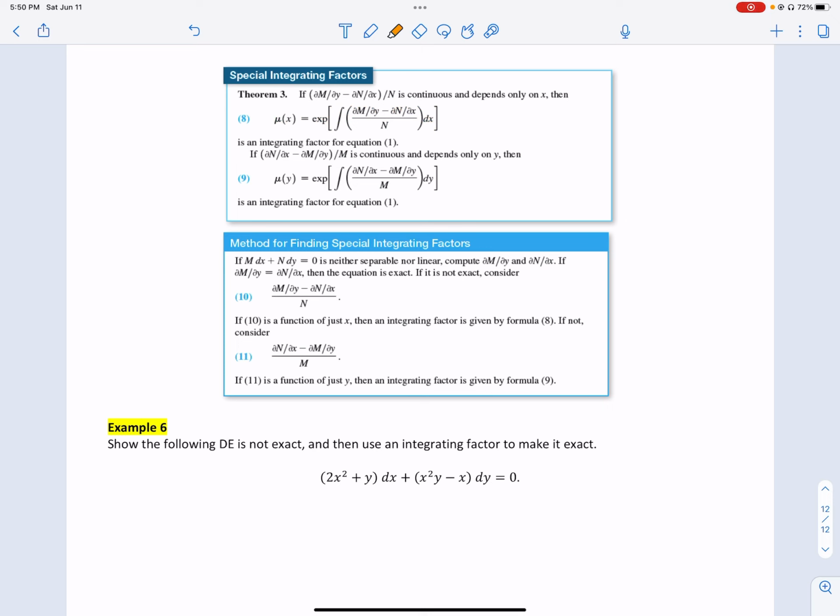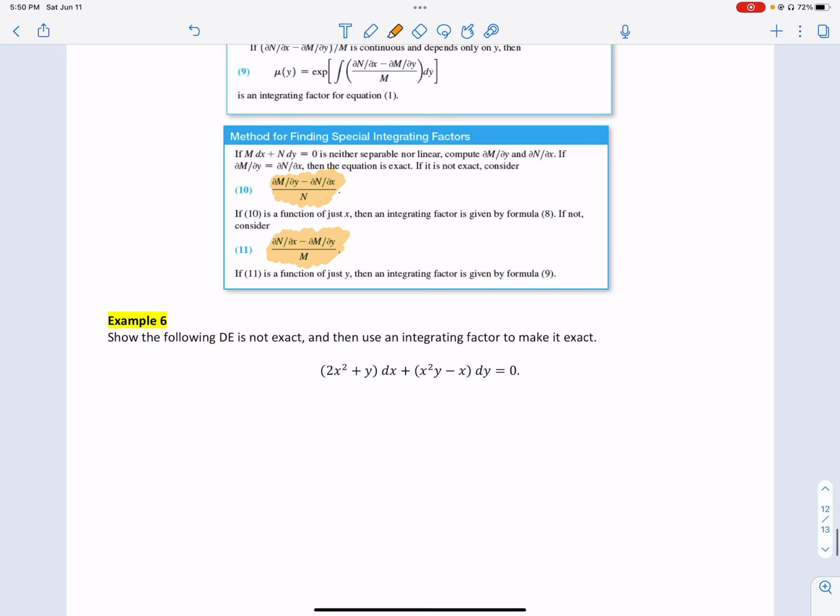How we determine which one is we look at this or this, and if one of them gets rid of the other variable, meaning it leaves me with just x or just y, that's the one we want to use. That'll tell us that these will work. Okay, so let's do an example of this here. Let's write down each thing.